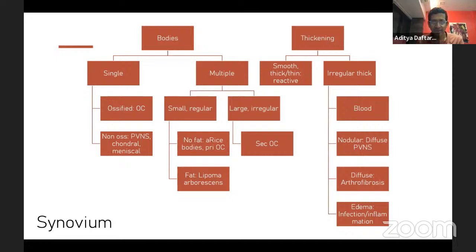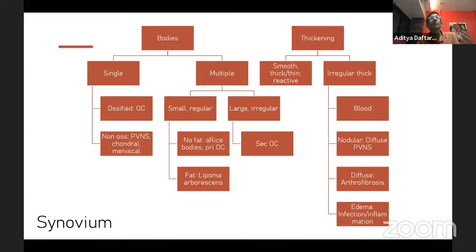Now, what I've tried to create here is a small flow chart for you to think about. When you think about synovial things, we think about the synovial bodies and we think about thickening of the synovium. If you think about synovial bodies, you think about single bodies and multiple bodies. If you see a single body and it is ossified, then obviously it's an osteochondral body.